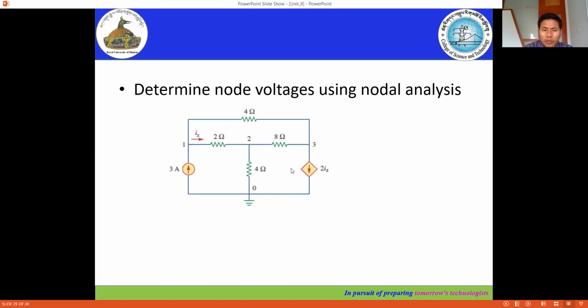In the beginning of the semester, we looked into the different types of dependent source. This dependent source is a current controlled current source. This current source is being controlled by 2ix. Here ix is the magnitude of this current. This branch current is controlling this current source. Now we're going to solve this.